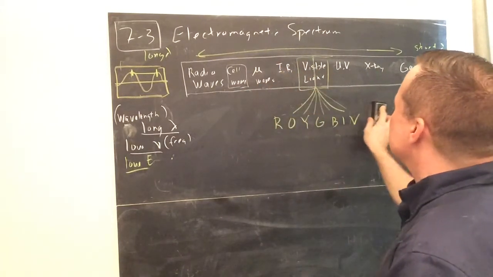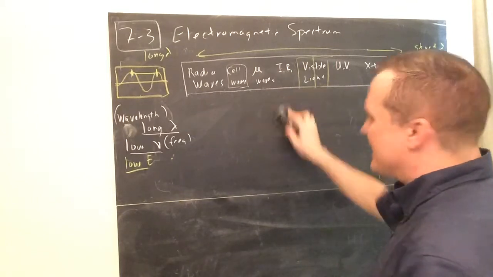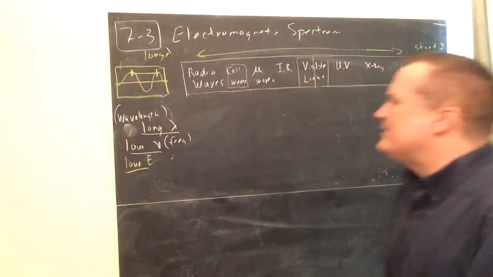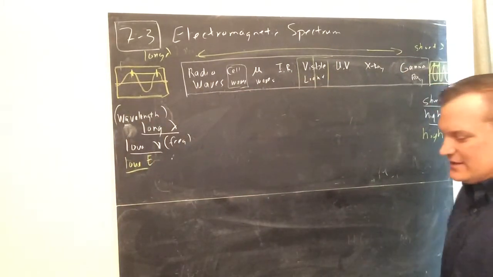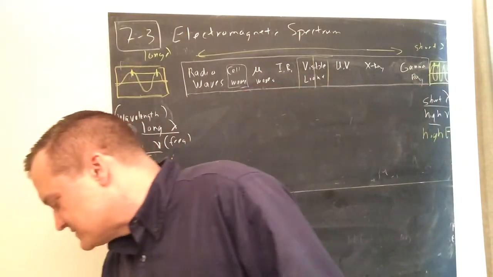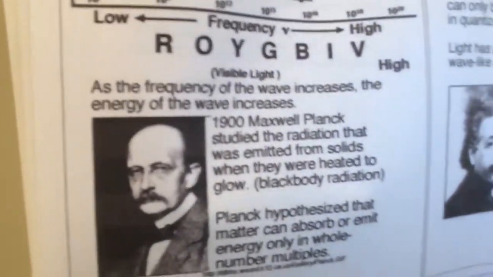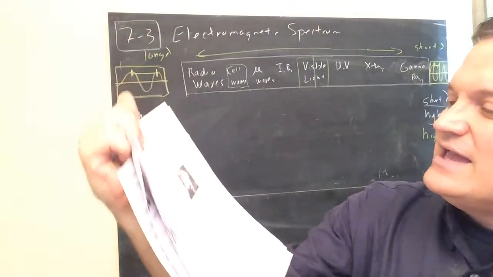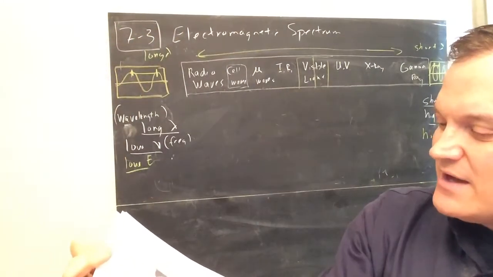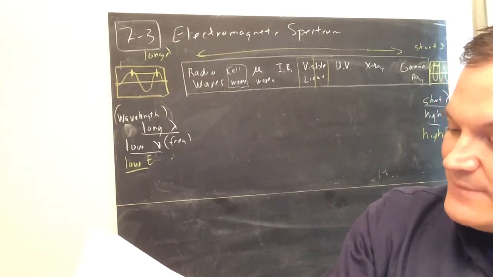All right, so here we go. So there you got ROY G. BIV, and we'll come back to that. So back to the photon. The scientist's name was Max Planck, P-L-A-N-C-K, and there he is. He can look right there at you. And you see that it says in 1900, he studied the radiation that was emitted from solids when they were heated, called black body radiation.